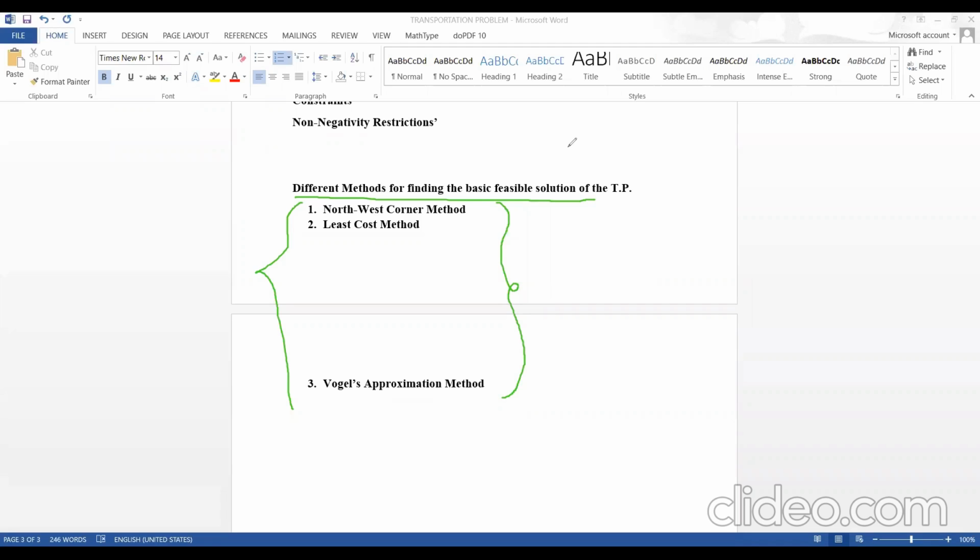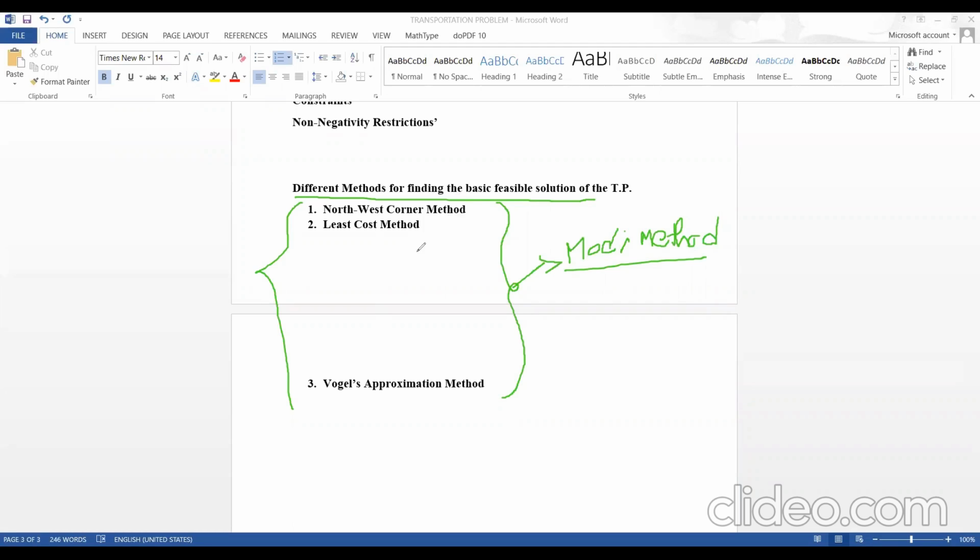So what we'll do, we will test the solution we have got from all these methods. That test is called the Modi method. That method is known as what? Your Modi method. Using the Modi method, you can test whether the solution you have got from all these three methods, which solution will be the best suited solution for the transportation problem.